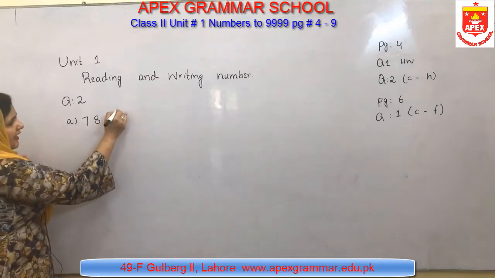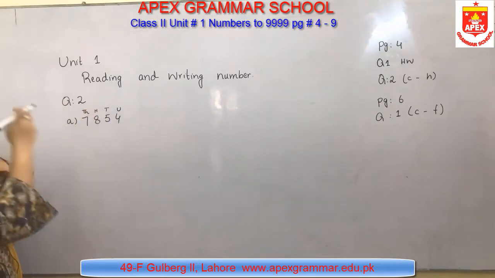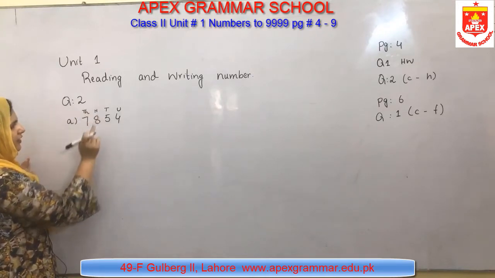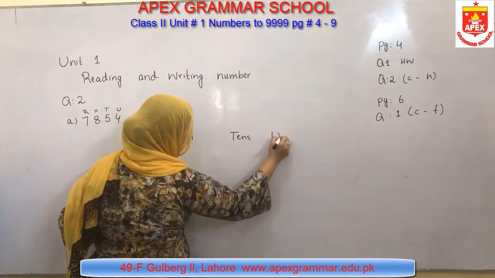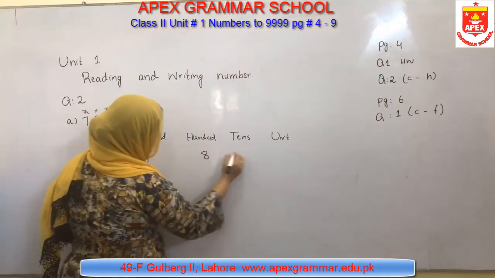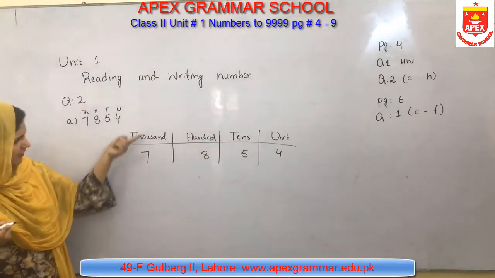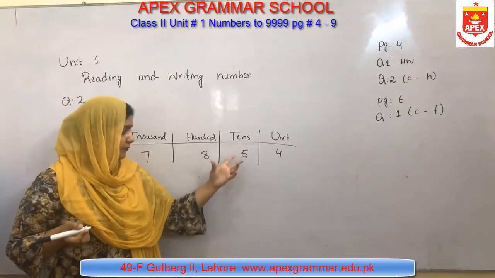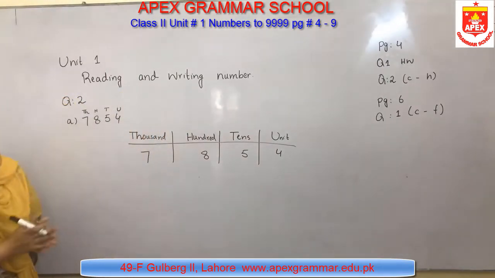7854. Now how do we read that number? Unit, 10, 100, 1000. How do we read the number? Unit, 10, 100, and 1000. It means we start with 1000, with 7. 7854. We read the tens and unit by joining them. Join the tens and unit, 54. 7854.